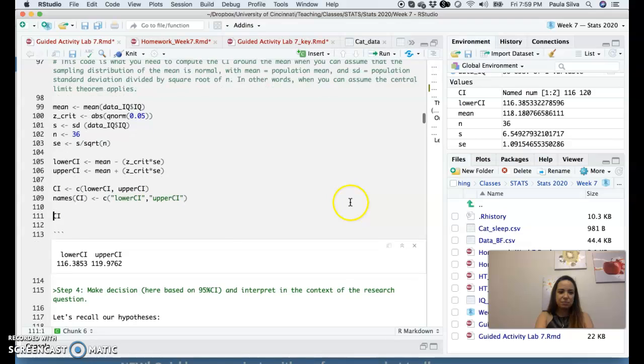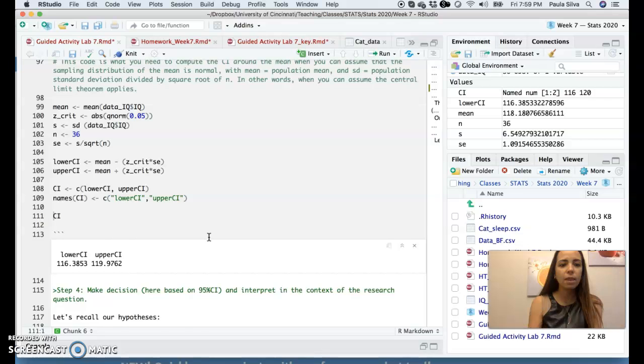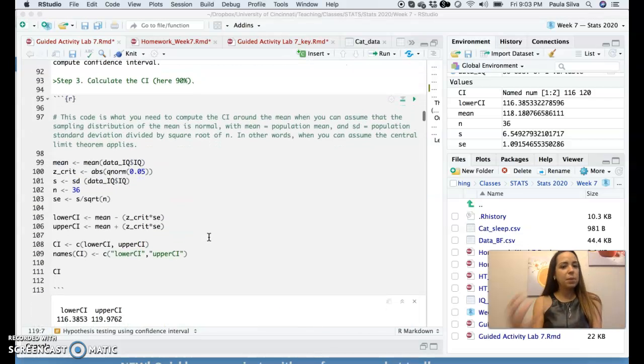So here it is: lower limit 116, upper limit 120, more or less. So with 90% confidence, we can say that the IQ of mothers of gifted children is between 116 and more or less 120.